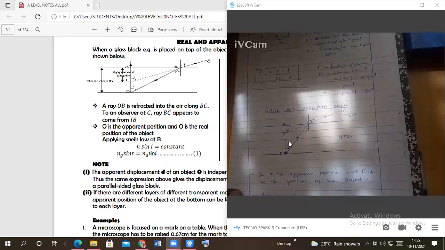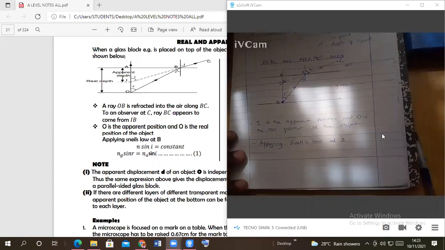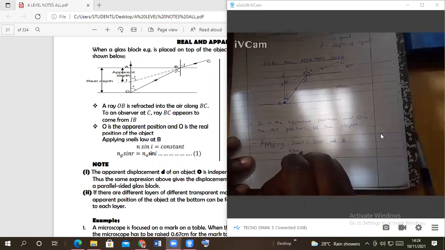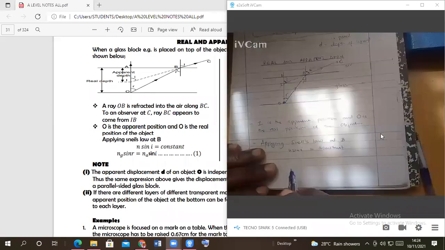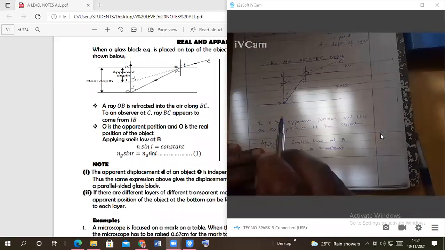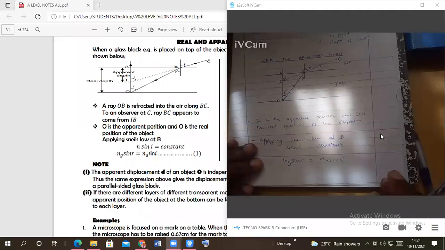applying Snell's law at point B, so what are we going to have there? We are going to apply Snell's law at point B, and we shall say n sine I equals a constant. To say that, you have to know that at point B, because the ray is coming from glass going out to air, we shall say n glass sine R equals n air sine I. That's what you have to say.